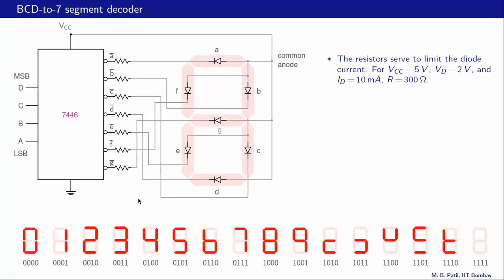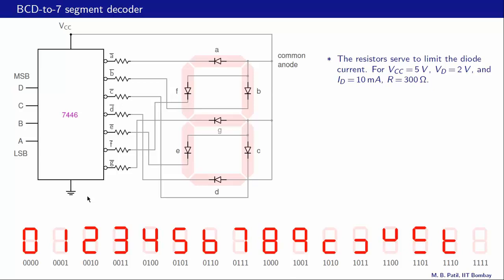Let us now look at a BCD to 7 segment decoder such as the IC7446. Now we should mention that these ICs are specific to the type of display unit they would be driving. This one, for example, is the common anode type. That means all the anodes or P terminals of the diodes are connected together here. We also have the common cathode type display units, in which all the cathodes or the N terminals of the diodes are connected together, and in that case we would be using a different IC in this place.